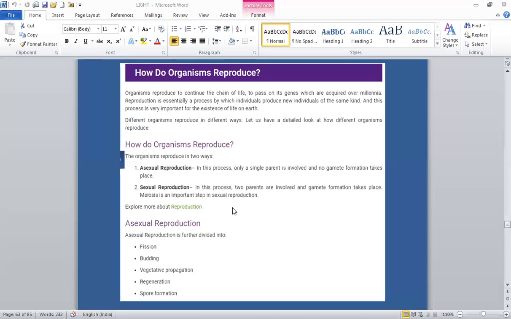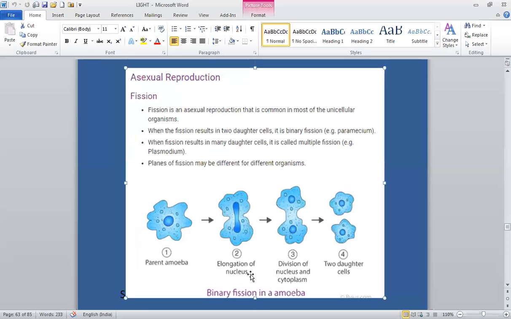Now, we'll switch back to asexual modes of reproduction. The usual method of reproduction found in single organisms is asexual reproduction. It occurs by fission, by budding, by vegetative propagation, by regeneration, by fragmentation, by spore formation. There are different modes of asexual reproduction. We'll study one by one in our next class.